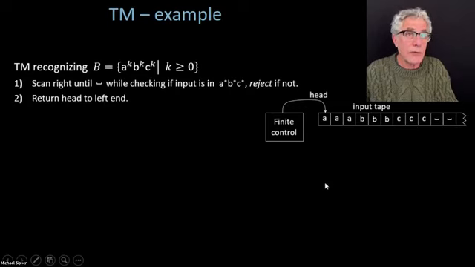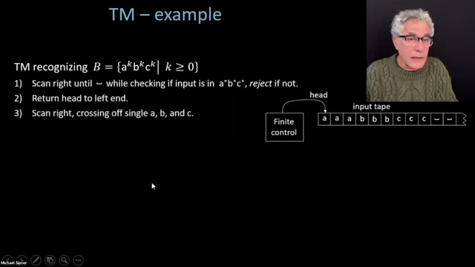Before I illustrate it over here, let's go through the whole algorithm. The next thing that happens is you're going to scan right, and now you want to do the counting. So you're going to scan right again, but this time you're going to make a bunch of passes over the input, a bunch of scans. And each time you make a scan, you're going to cross off one symbol of each type. So you're going to cross off an A, you'll cross off a B, you'll cross off a C on a single scan, and then you repeat that, crossing off the next A, the next B, the next C.